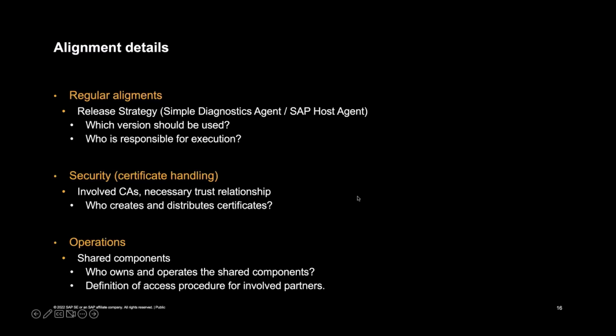A second alignment which needs to be handled carefully is the security topic, especially the certificate handling. Who is responsible for creating the certificates? Who will distribute the certificates? Which CAs are needed, which root certificates need to be deployed in the landscape, how to establish trust relationship between sender and client and server, and so on and so forth. So the security handling really needs to be defined between service provider and customer.